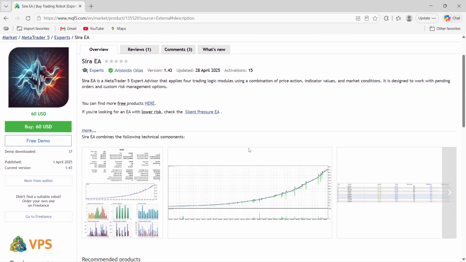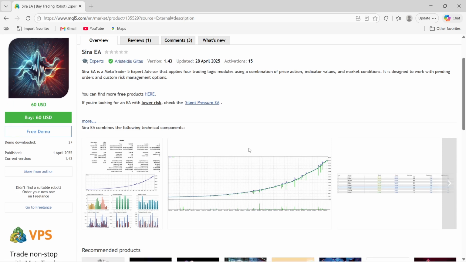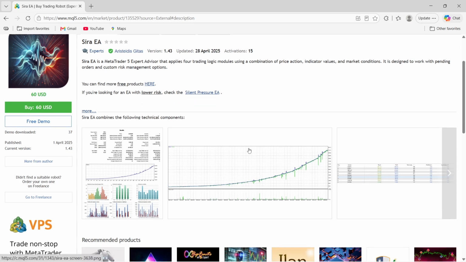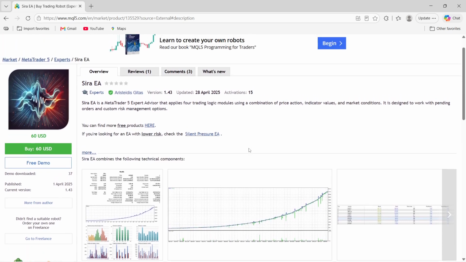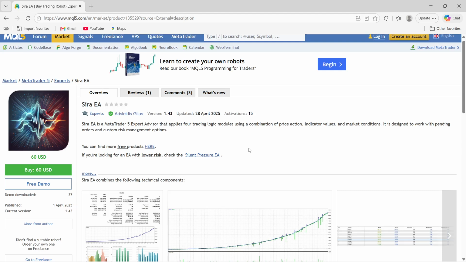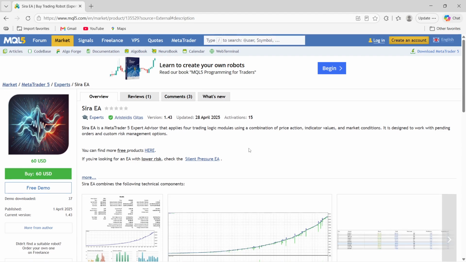So we'll break down what powers the strategy, what the developer actually claims on the product page, the features and settings that really matter, and then I'll walk you through my own backtest results and how they compare to the market. And by the end, you'll know if this is something you should even consider putting on a live account, let alone a prop account.